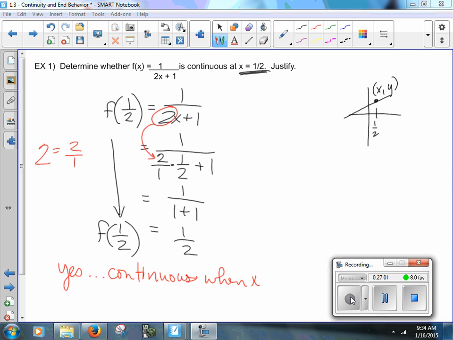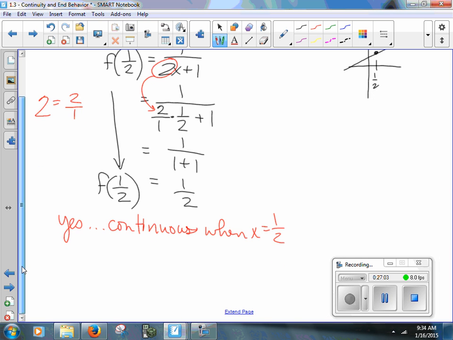Continuous when x equals 1/2. How do I know? Because I get a valid y value. My ordered pair is 1/2, 1/2. If I had to plot a point on that curve when x is 1/2, its corresponding y value happens to be the same thing. Is it always going to be the same number? No. But for this function, it just happens to be y equals 1/2. Okay?